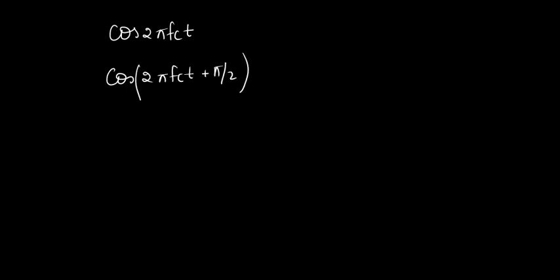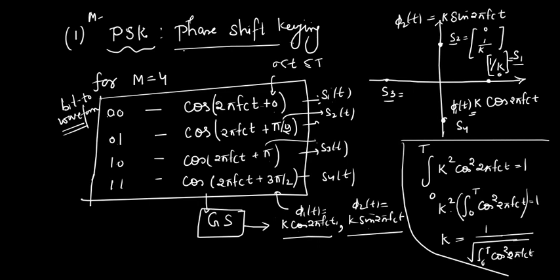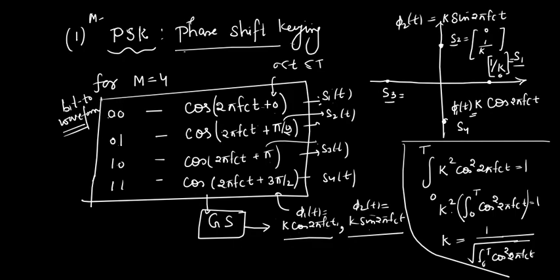Please ask if you have any confusion. You have 4 waveforms, set of waveforms. Now your aim is to draw the constellation points, that's it. And the method is first find out the basis, then find out the representation of each waveform in terms of basis, and then draw it. You understood my point, Abhishek?